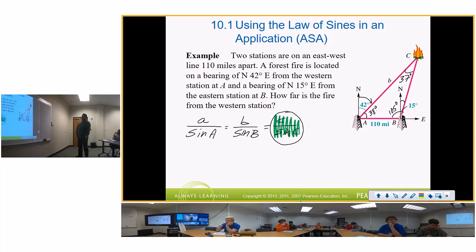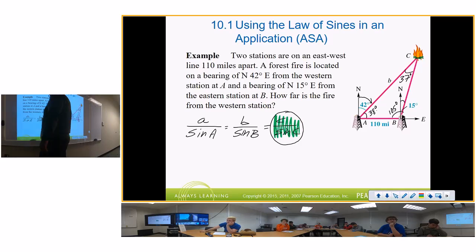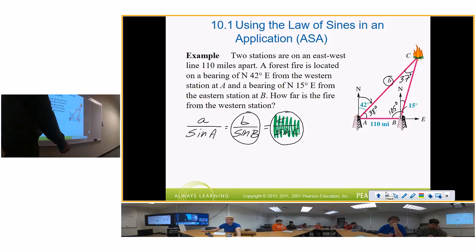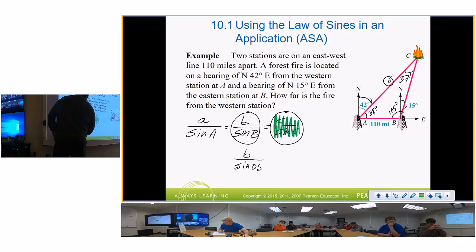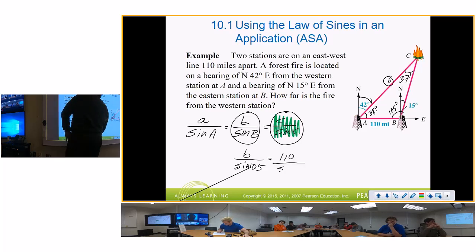Well, they have B listed there, so we're going to find B. And then we're going to find angle A, side A, we're going to find all of them. So B, we don't know. Sine of B, sine of 105, is equal to 110 over the sine of 37.